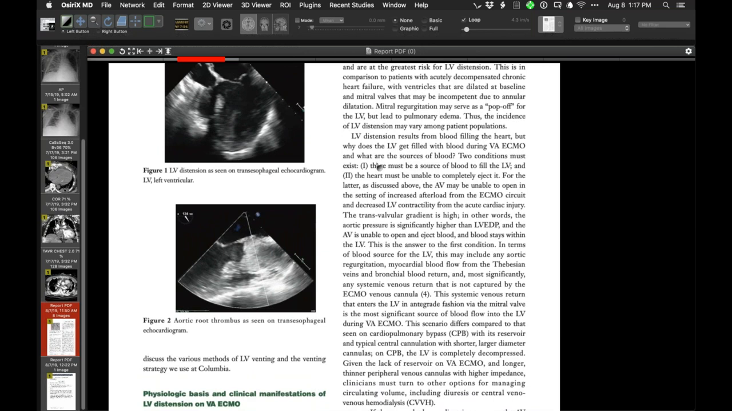It talks here about where the blood is coming from that actually fills the left ventricle, because we've got a cannula in the aorta, we've got a cannula in the right atrium, and it describes there must be a source of blood to fill the left ventricle, and the heart must be unable to eject it. And they describe where the blood may be coming from. But basically, once you have that left ventricular vent in place, the other side of the vent is connected to, in this case, the venous cannula, the right atrial cannula, so that blood comes out of the over-distended left ventricle into that cannula, and then outside the body is oxygenated if necessary and put back in.